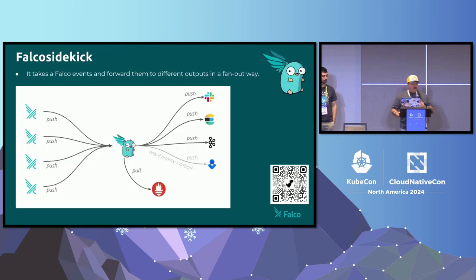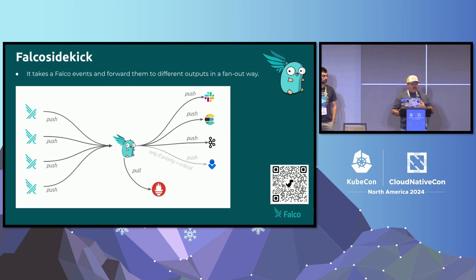The other project we have in the community is Falco Sidekick, which is the event forwarder to different outputs. Like in this case, we have pushing events to Slack, to Elasticsearch, and even to our favorite on-call tools that we can push to, and also Prometheus can pull those metrics as well. And Falco Sidekick works together with Falco Talon, and it's integrated really well in the system.